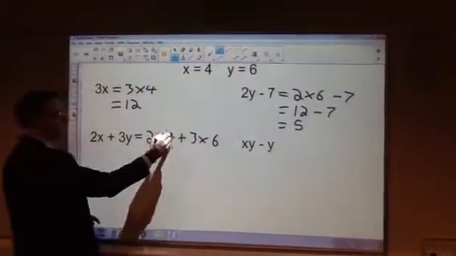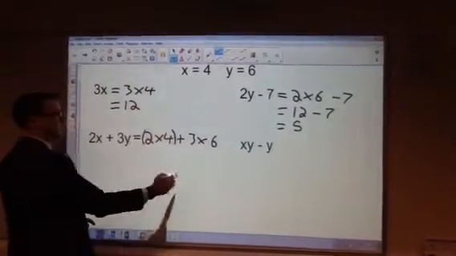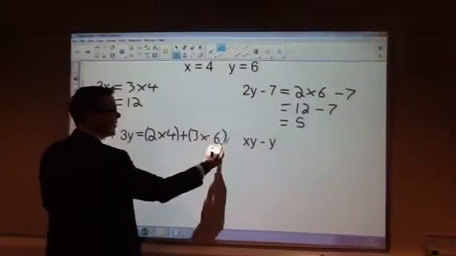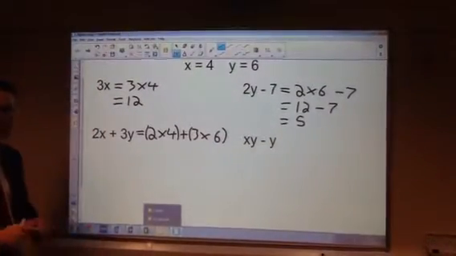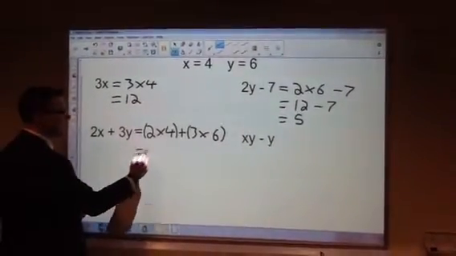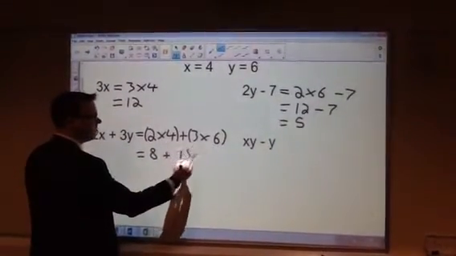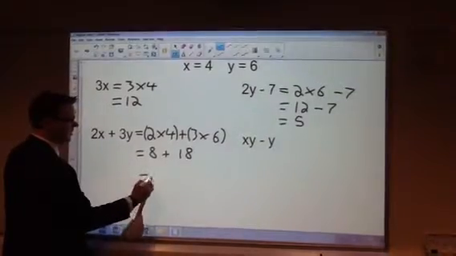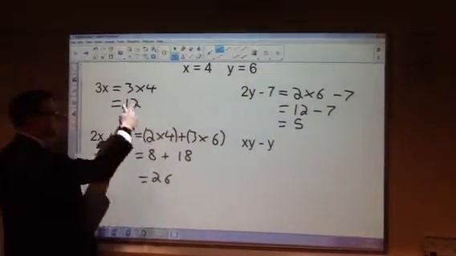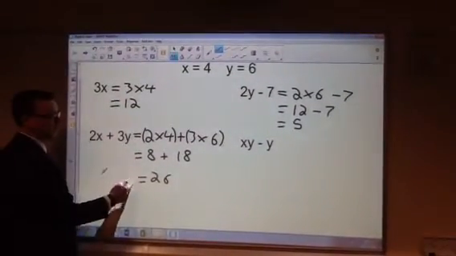If you wanted to, you could put these bits in brackets to indicate we're doing those first. We do the multiplication first. 2 times 4 is 8, 3 times 6 is 18, and then we add those 2 together to make 26. All the time keeping my equal signs going down the page.